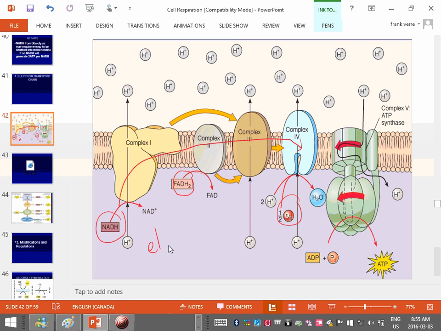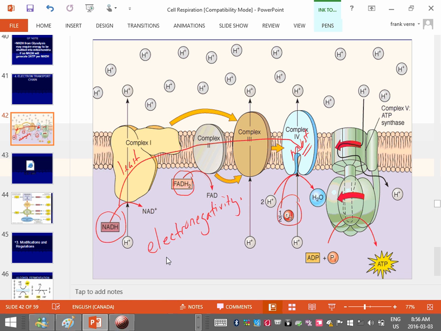Now, why do they go through? Because of, remember, electronegativity. So, let me ask you a simple question. In these complexes, which one is the least electronegative? First one, right? This is the least. This is the most electronegative complex. But what's the most electronegative thing in this? And it's oxygen, right?